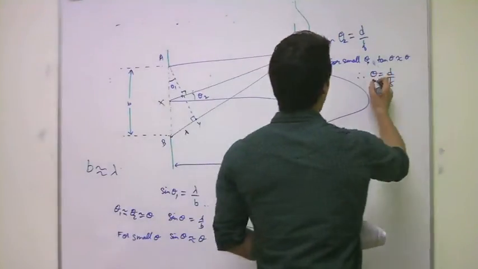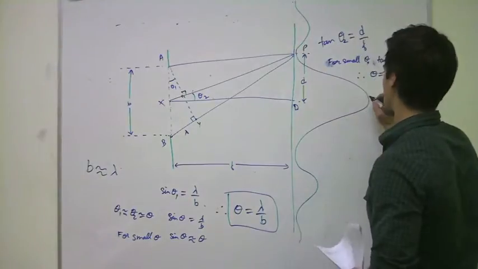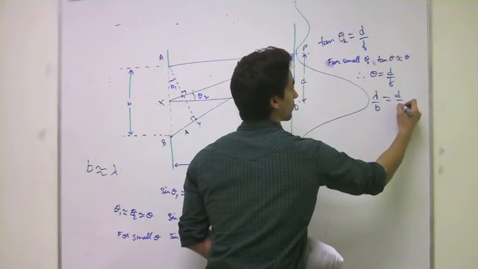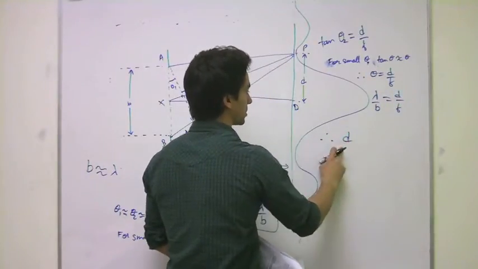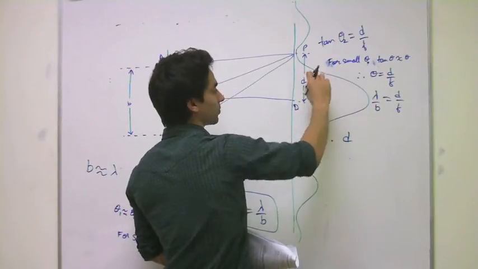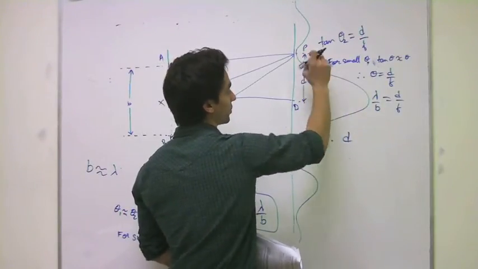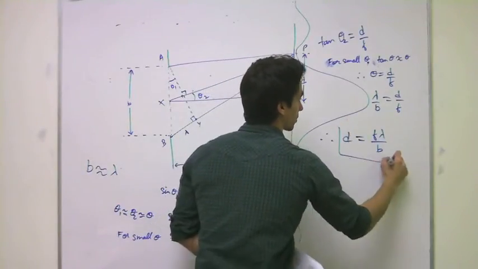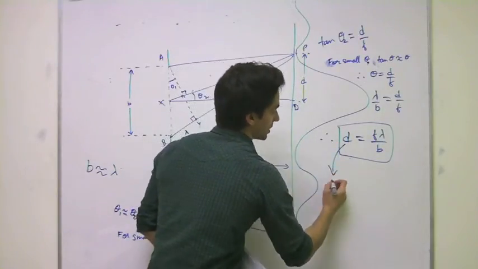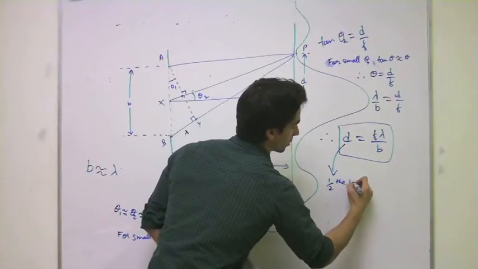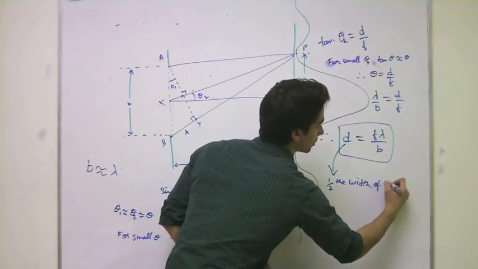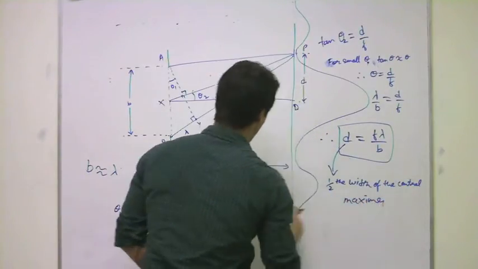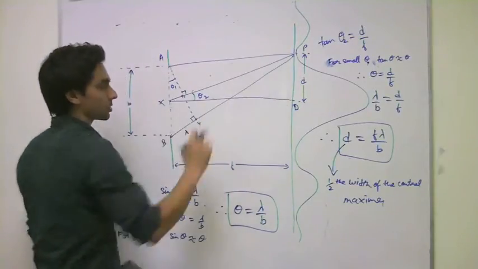So when we have that theta equals d over f, we also have theta equals lambda over b. So we can get this result, lambda over b equals d over f. Therefore, d, which is the separation from the center of the maximum to the first minimum, will be equal to f lambda over b. Okay, so this d is half the width of the central maximum, and this theta is the angular separation to the first minimum.